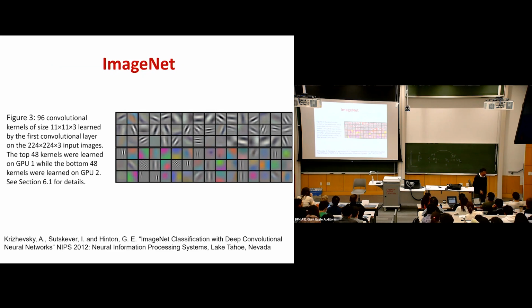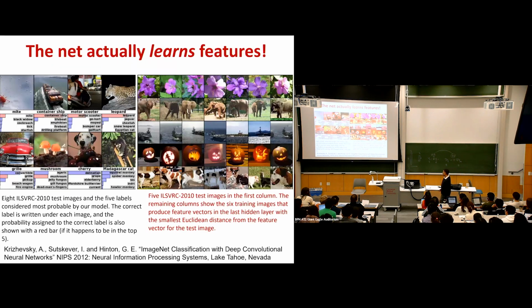Their choice, right? I wouldn't know because things have changed, because the performance has changed. But what they also found is that the network actually learned useful features. So here, for example, it's classifying a mite. You can see mite is in the first position, container ship, motor scooter, leopard.